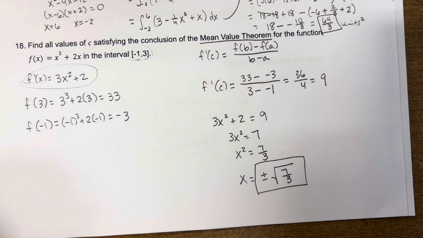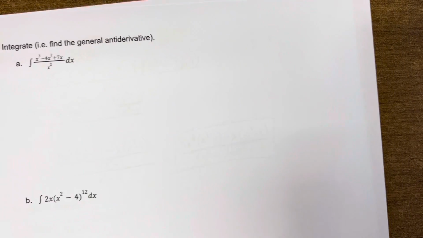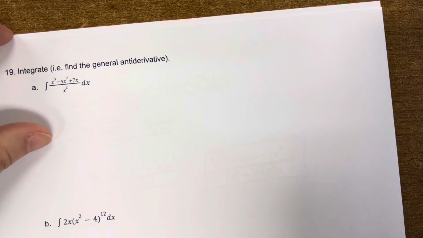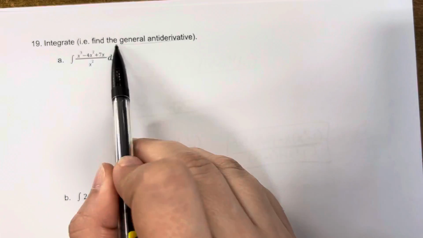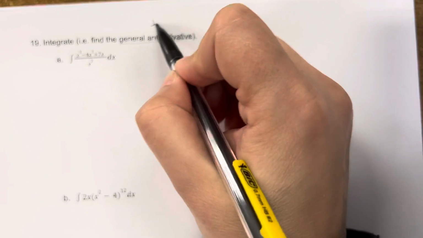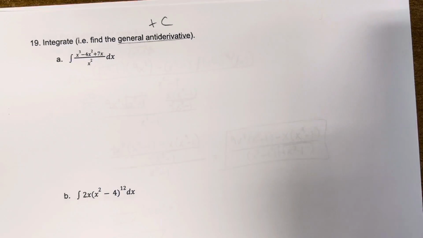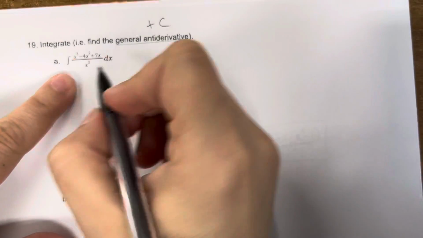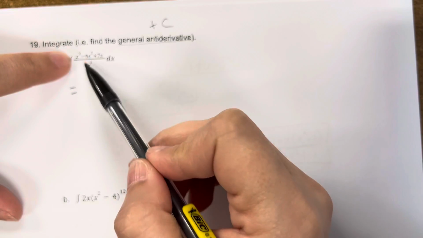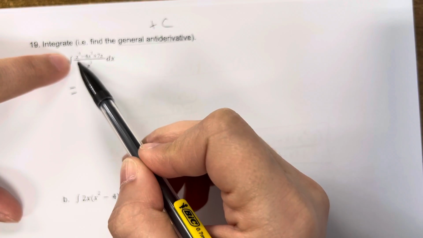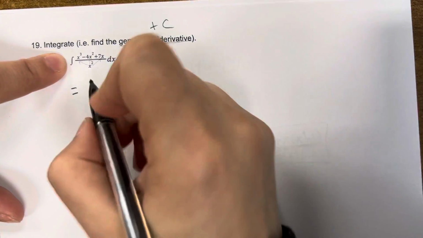Okay, number 19. 19 says integrate or find the general antiderivative. Anytime I see that, that should be kind of a reminder that I need to put a plus C on it because it's a general antiderivative. So the first thing I'm going to do on this one is divide this out. Like there's so many x's in this problem. If I divided each of those by x squared, it's going to make it look so much simpler.